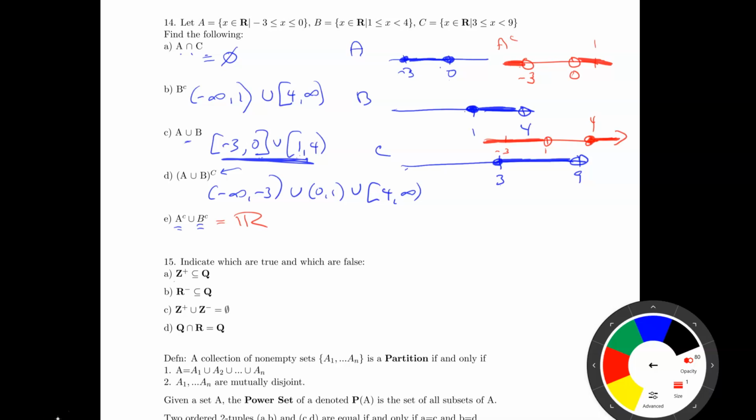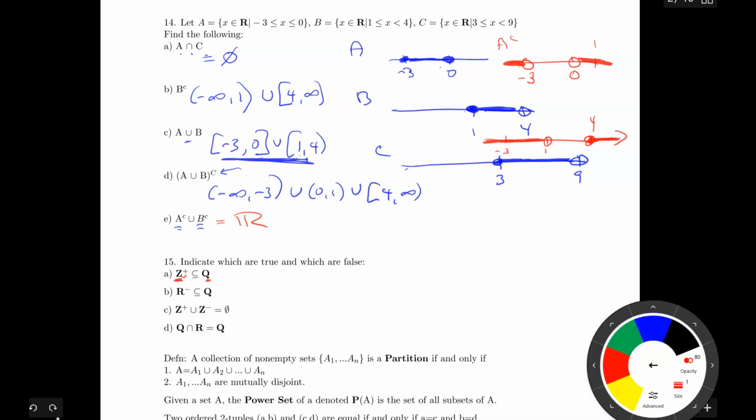Okay, so we need to remind ourselves of what these mean, right? So this is integers, 1, 2, 3, 4. It means positive integers, right? And this is rational numbers. So rational numbers are 1/2, 2, right? -3/2, all the negatives too, correct?